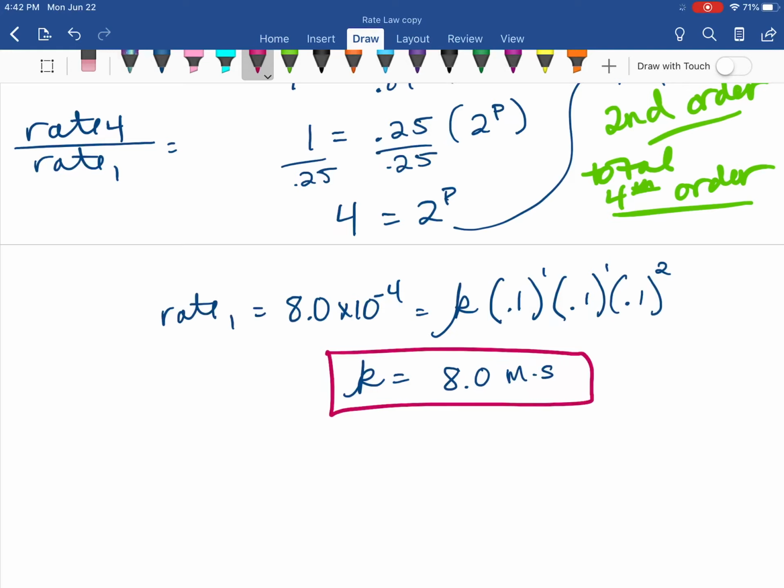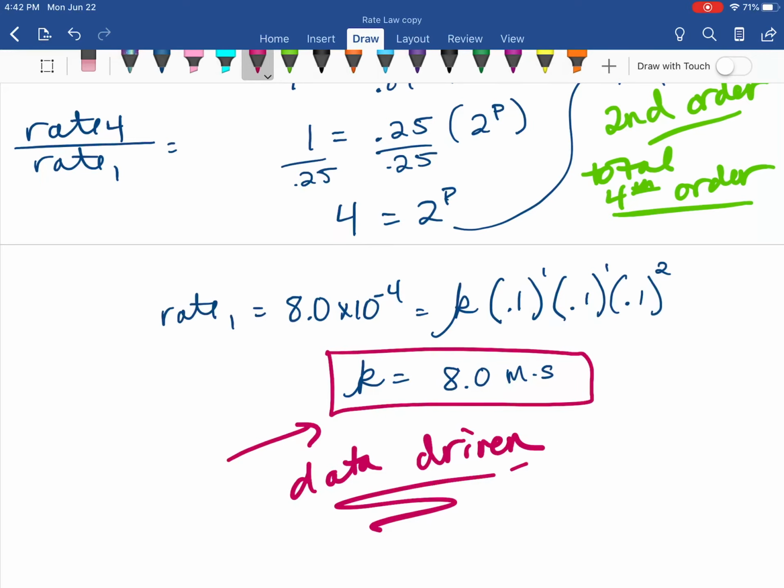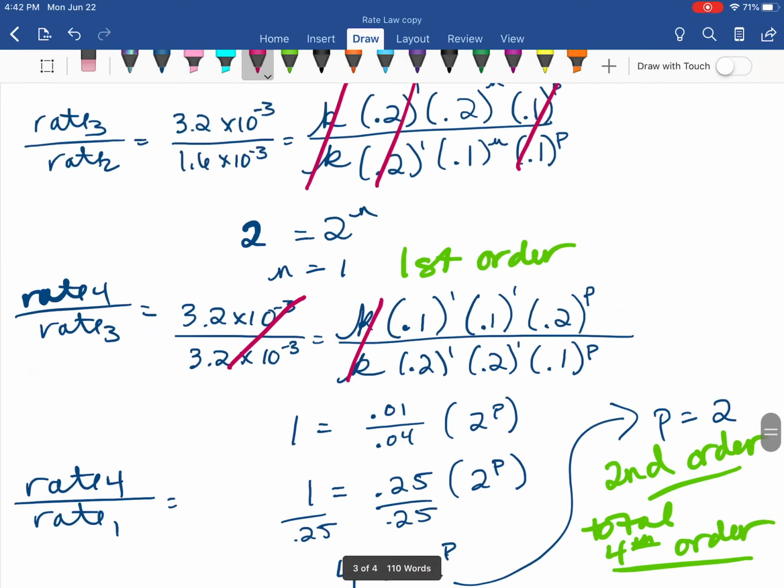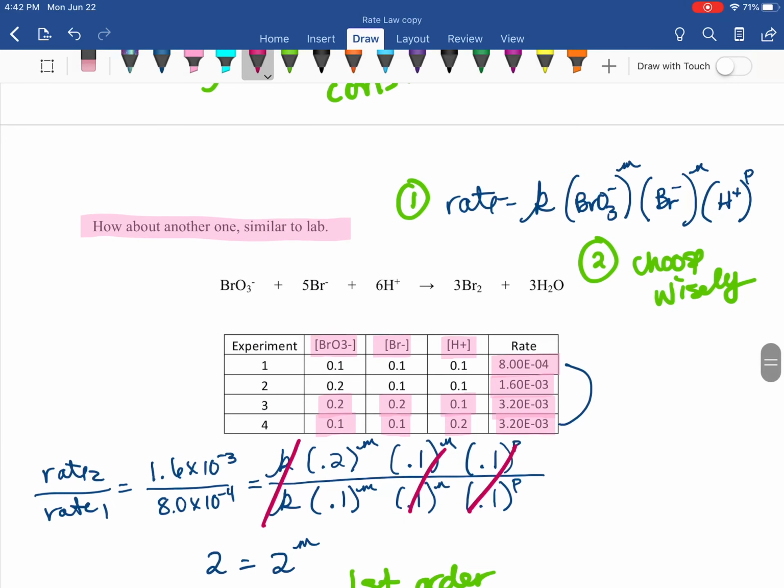There is no right or wrong answer for k. Your data will give you k. There's not a table you can go look up to see if you match k. You have to solve for k at the end. Your data has to match k. This is all data driven. Just like the order of your reaction, all of that is coming from data. You can't get to your reaction order without actual lab data.